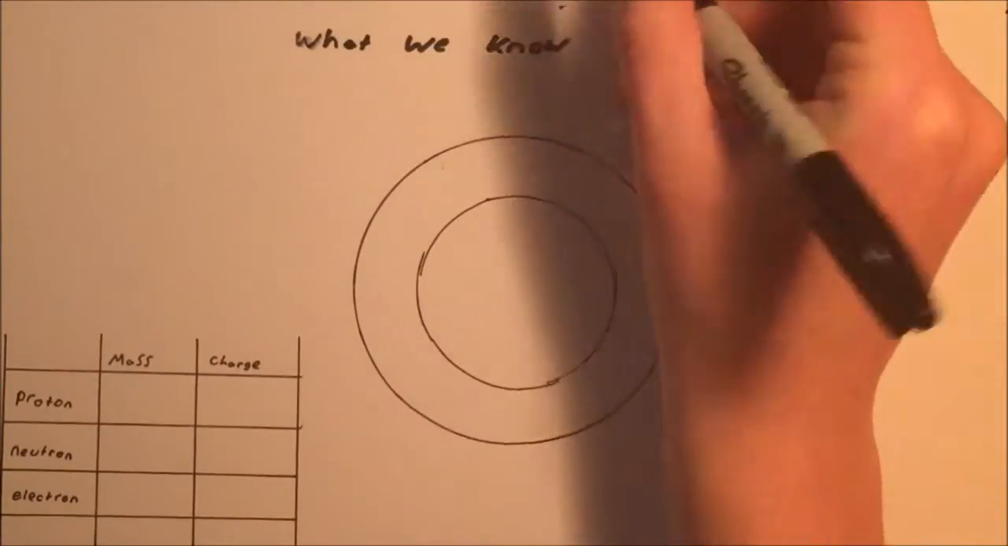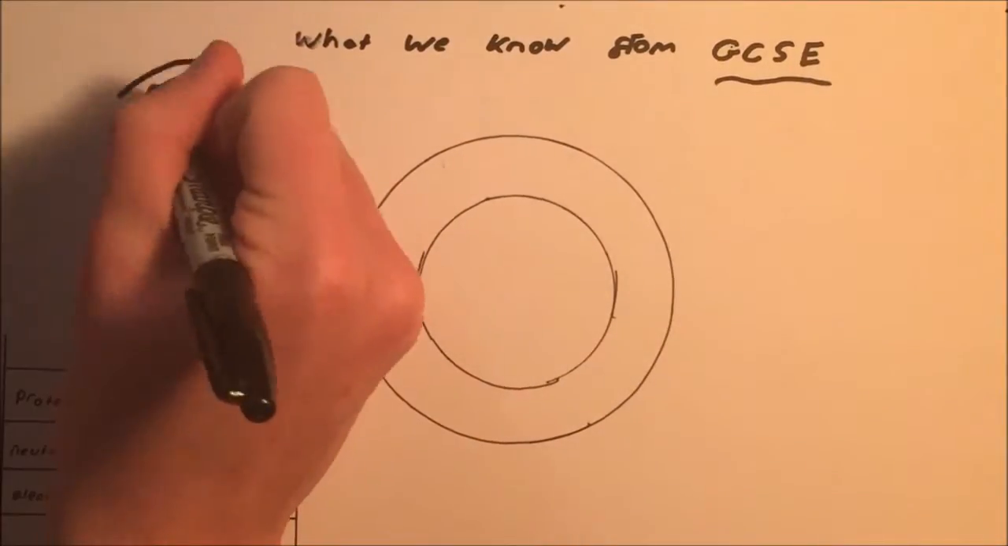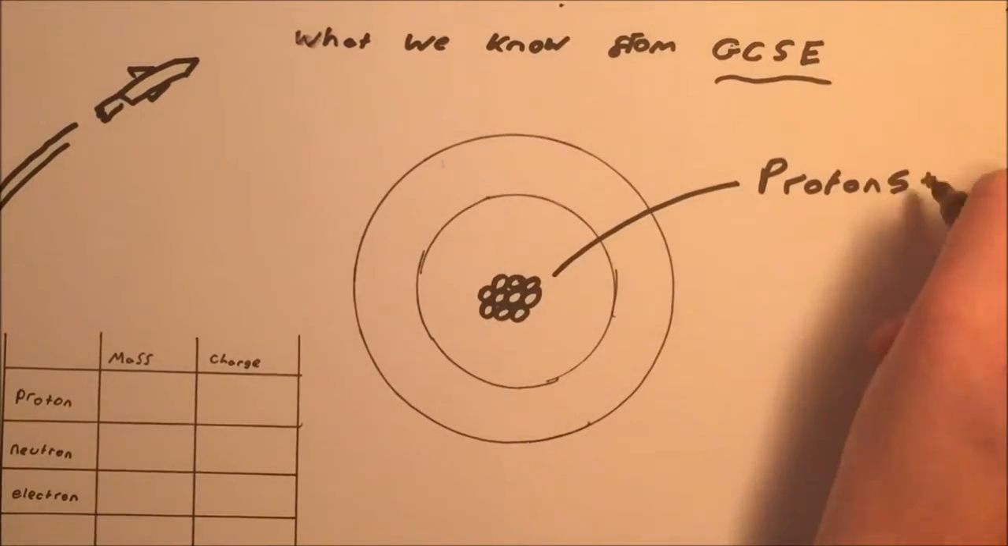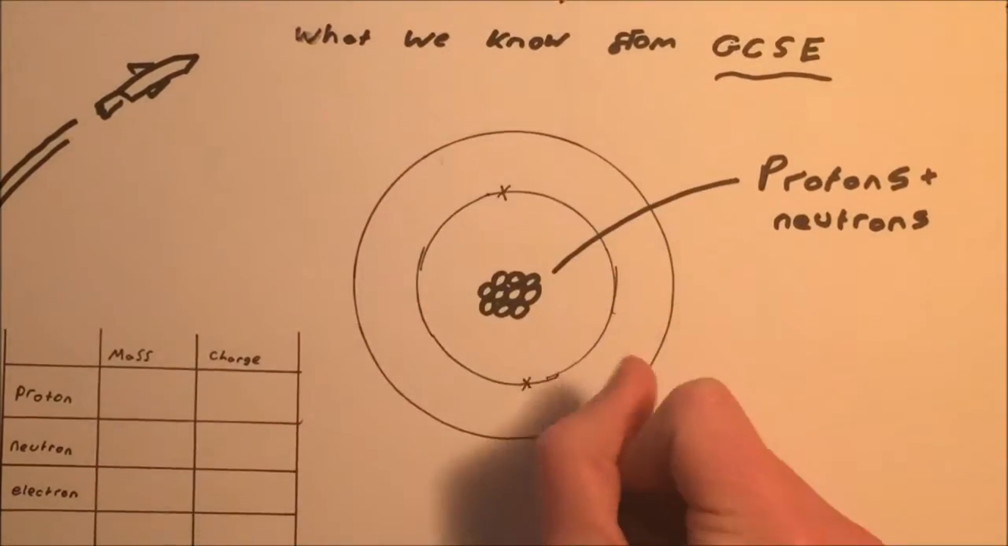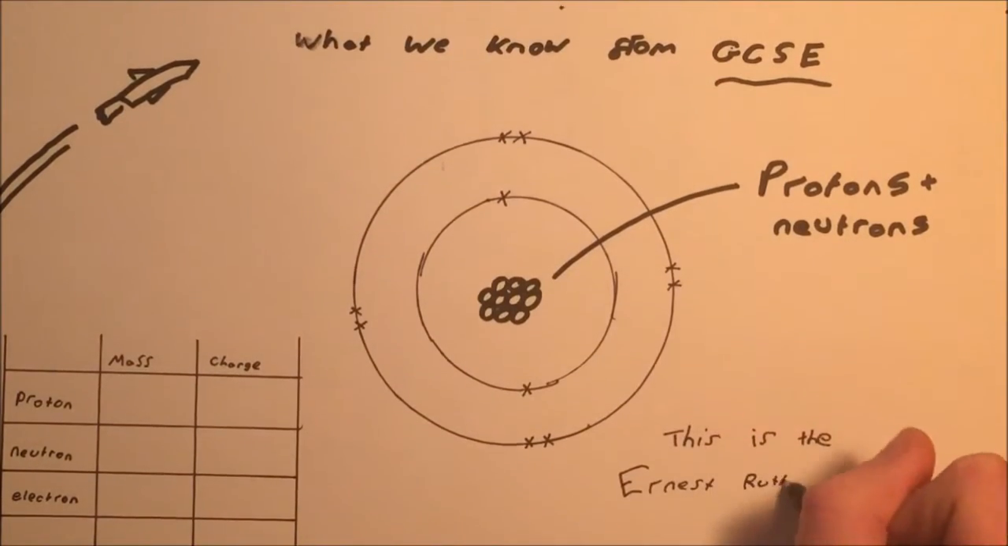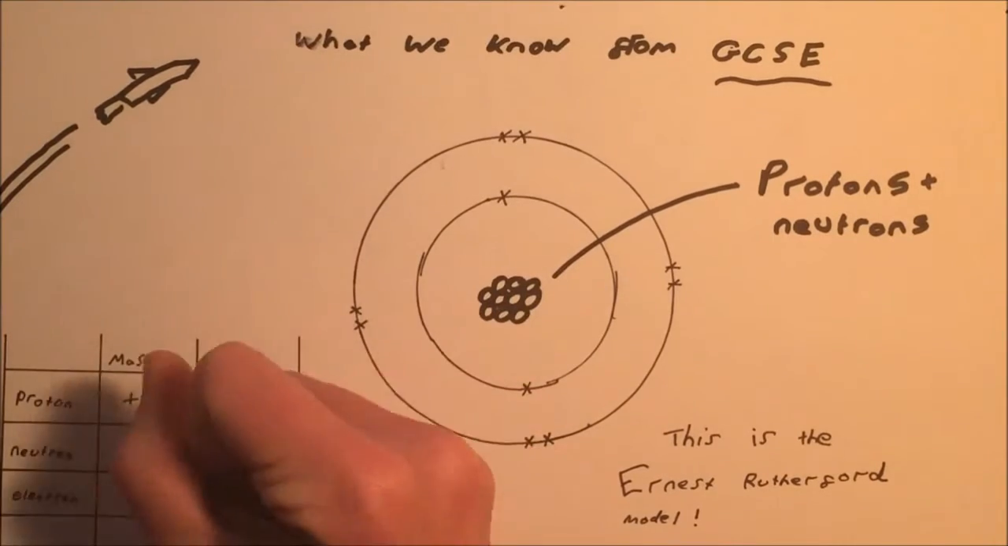In GCSE we learned that atoms comprise a nucleus of protons and neutrons surrounded by shells of electrons. This is known as the Ernest Rutherford model. Protons have a relative mass of +1 and a relative charge of +1. Neutrons have a relative mass of +1 but no charge, and electrons have a negligible mass but have a relative charge of -1.